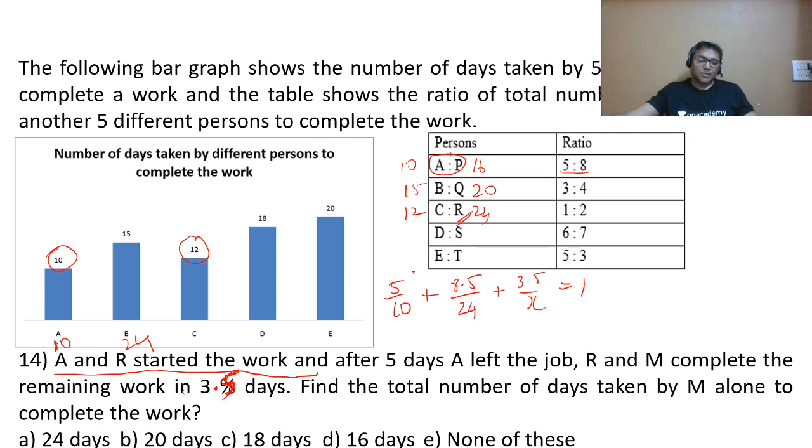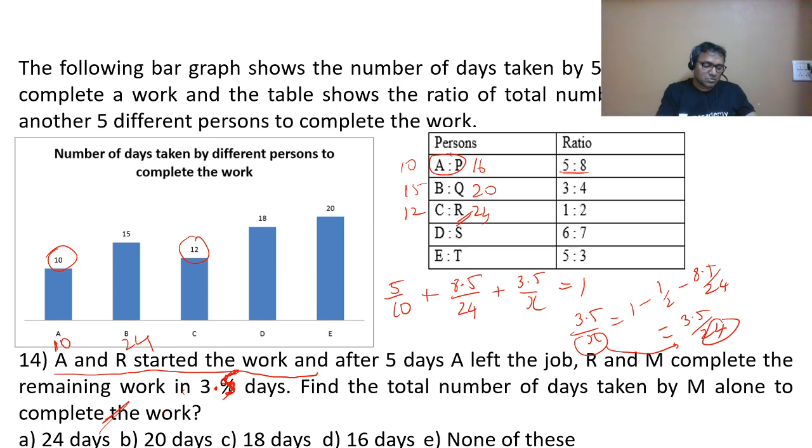Okay, the mistake was 3.5. You can take LCM also, it will be the same thing. So you can take 3.5 upon X is equal to 1 minus half minus 8.5 upon 24. This will be 3.5 upon 24 you get. So automatically you get X as 24. So A option. Difficult, but just to familiarize, I thought I'll get the question out here.